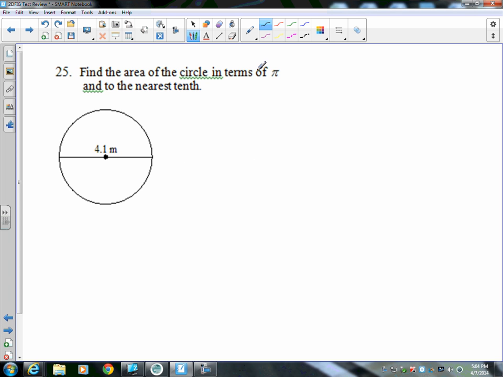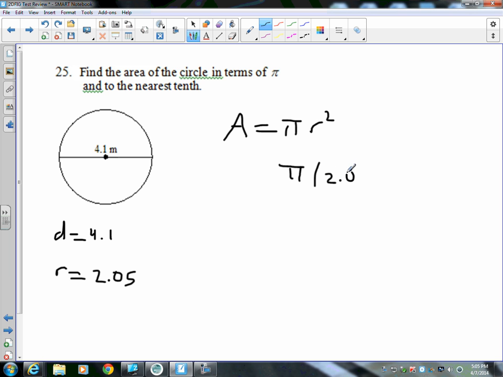Next one, number 25. It says find the area of a circle in terms of pi and to the nearest tenth. So we're going to find the area, again, is pi r squared. We're given the diameter though. Diameter is 4.1. To find the radius, you divide it by 2. So 4.1 divided by 2 is 2.05. So we can plug this in. Pi times radius, 2.05 squared. 2.05 squared gives us 4.2. So we get 4.2 pi, and this is in terms of pi. If we're plugging it into the calculator to get to the nearest tenth, we say 4.2 pi, and it gives us 13.2, and that's rounded to the nearest tenth.